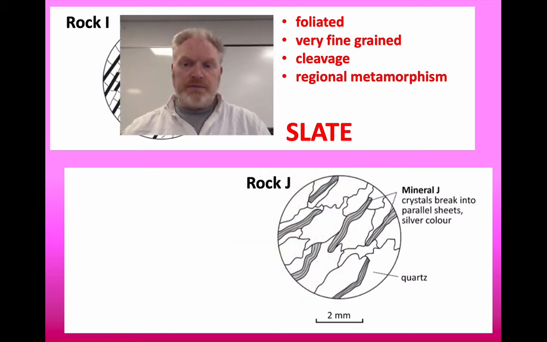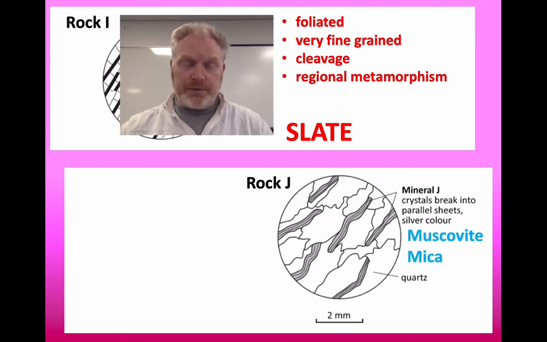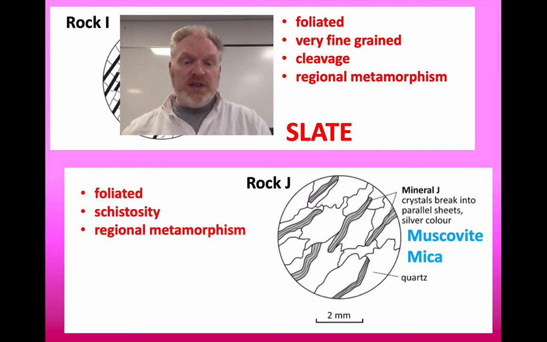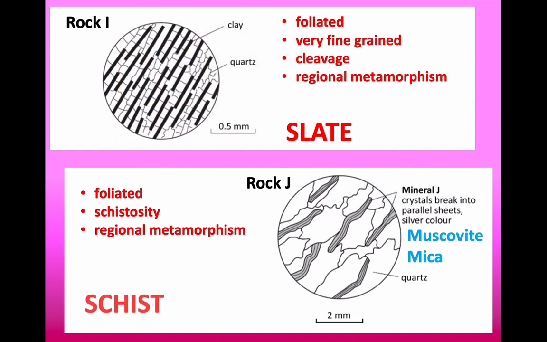Rock J then, we have mineral J, which is muscovite mica or mica. Either identification is fine. This one again is foliated. We can see there's an alignment of those mica crystals. Because they're mica crystals, this has schistosity and is formed by regional metamorphism. So this rock then is a schist.